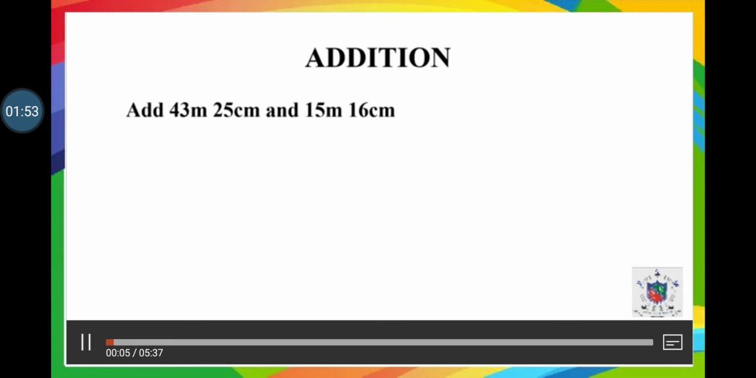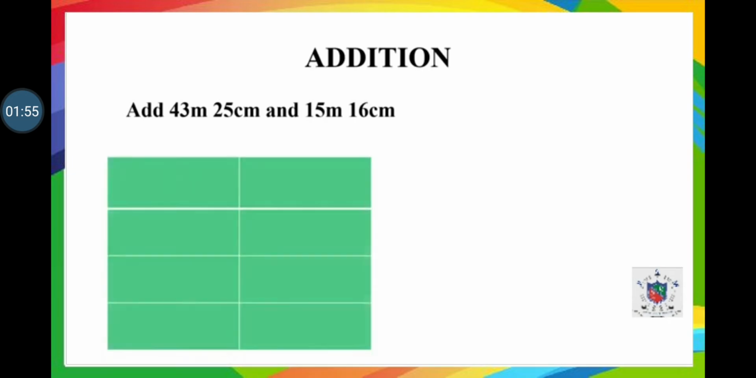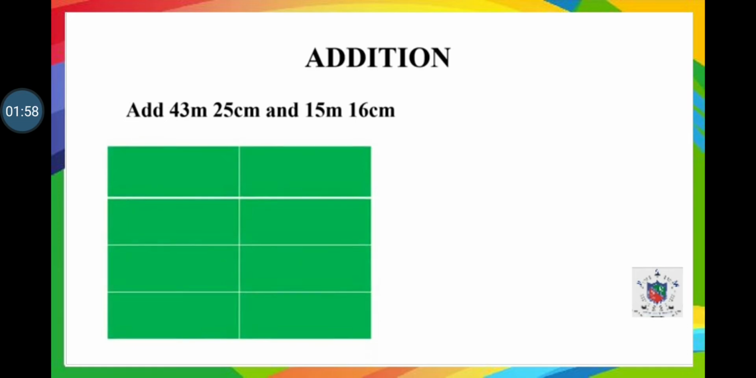So here you can see that we have an example, and we are going to add 43 meter 25 centimeter and 15 meter 16 centimeter. We can write the units in this way. We have to write meters under meter and centimeter under centimeter. So 43 meter and 25 centimeter, and the next number, 15 meter and 16 centimeter.